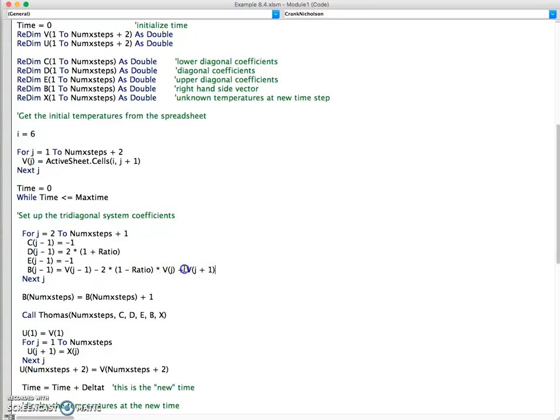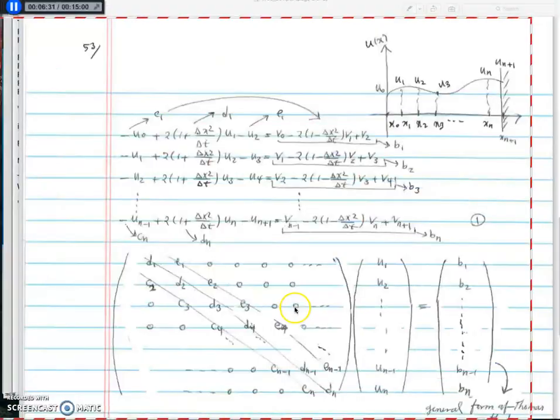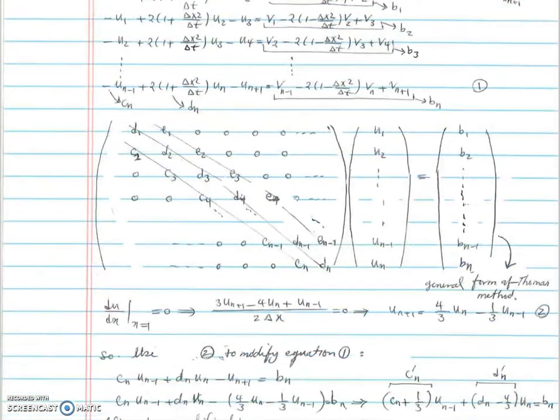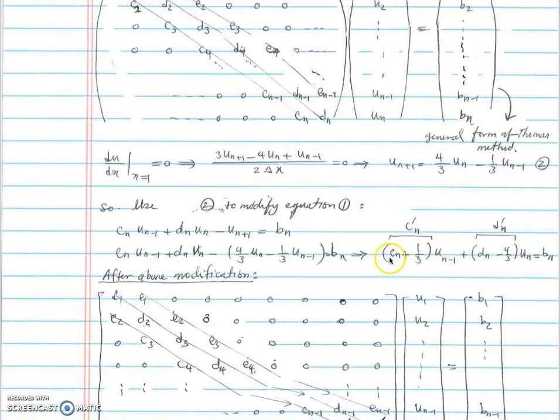Okay, so this is exactly consistent with the note. Now, once this loop is over, we calculate all the C, D, E, B, but we need to modify C and D. How can we modify this? We refer to what we derived in the last video. We proved that the new C in the Thomas method needs to be Cn plus 1/3, and new D needs to be Dn minus 4/3.